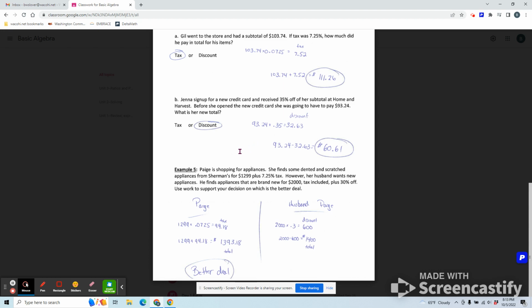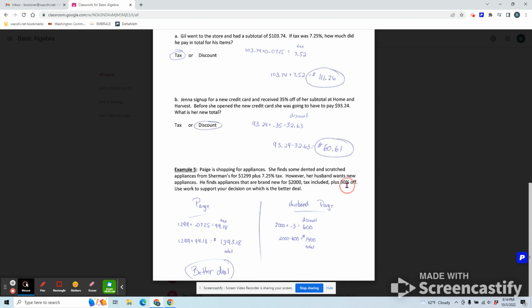And then example 5. Paige is shopping for appliances. She finds some dented and scratched appliances from Sherman's for $12.99 plus 7.25% tax. However, her husband wants new appliances. He finds appliances that are brand new for $2,000, tax included, plus 30% off. Who's got the better buy? Which one's the better deal? I mean, at first glance, it looks like this one's going to be the better deal, but I don't know.